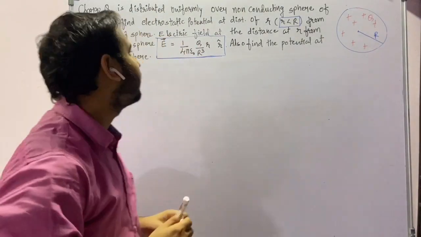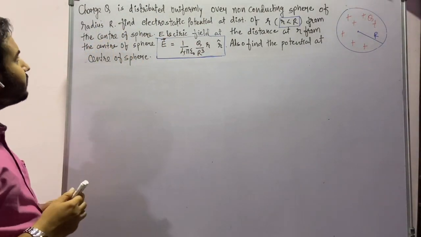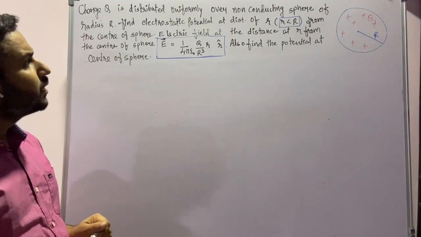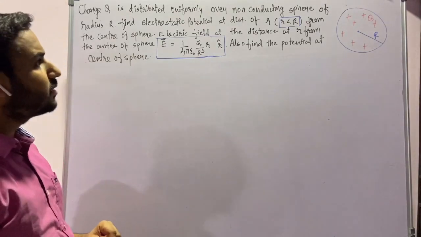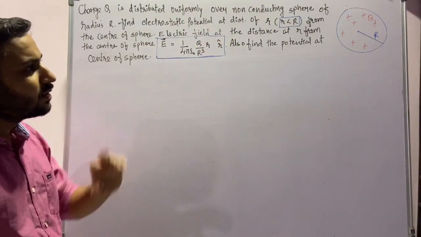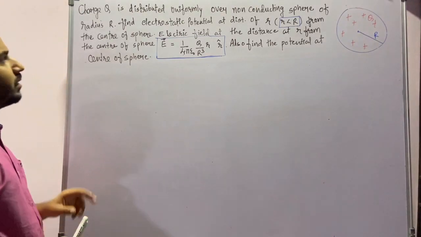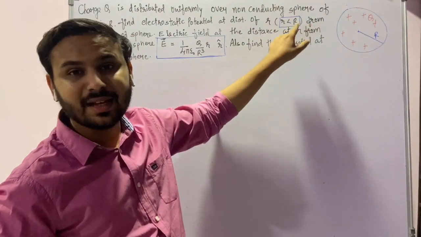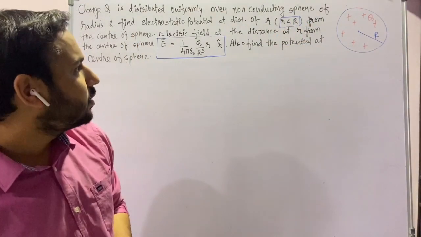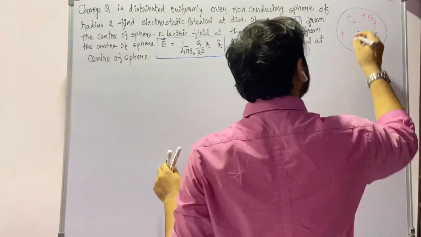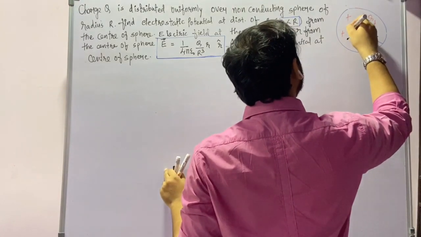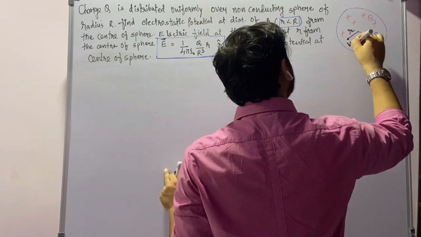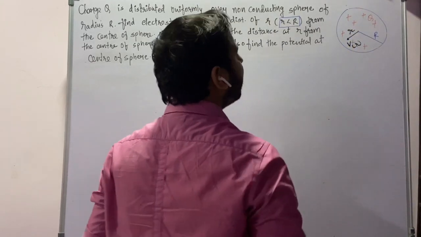Now what they are asking, I am going to read the question. Charge Q is distributed uniformly over a non-conducting sphere of radius capital R, which I have shown in the diagram. Find the electrostatic potential at a distance of small r, where small r is less than capital R. So this small r is somewhere here, at this point, and I need to find the potential at this point. What is V of r?